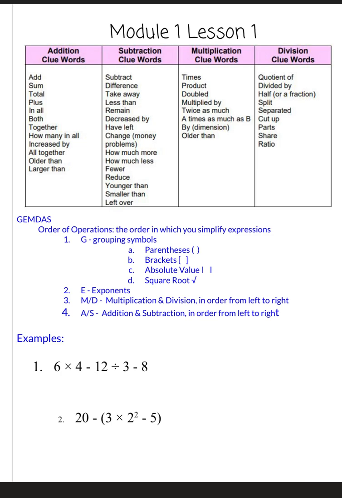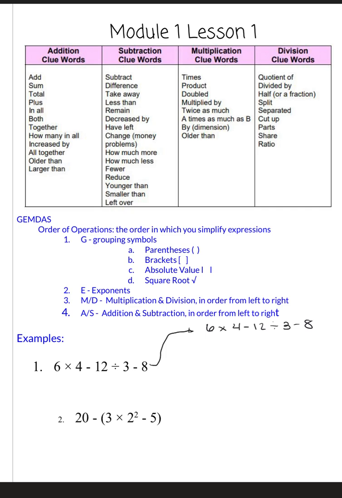So the first example that we're going to do is 6 times 4 minus 12 divided by 3 minus 8. So I'm just going to draw a little arrow to give me a little more space. 6 times 4 minus 12 divided by 3 minus 8. So here you will see the multiplication symbol of x, but again, when we're translating, we try to move away from that because we'll be using the variable x a lot. So here, we don't have any grouping symbols, so we're going to jump down. We don't have any exponents, so now we're going to look at the multiplication and division step.